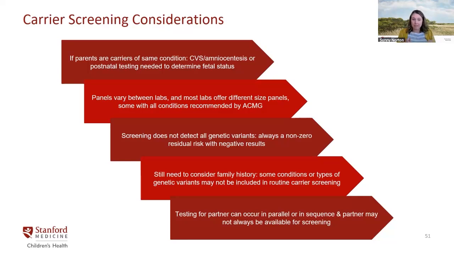Testing for partners can be done in parallel, so we can offer a couple testing at the same time. We'd get results back in about 2 to 3 weeks, or some couples prefer to start with one individual and then test the partner only if something is identified. That's fine. For billing purposes or just anxiety purposes, some couples choose one or the other.